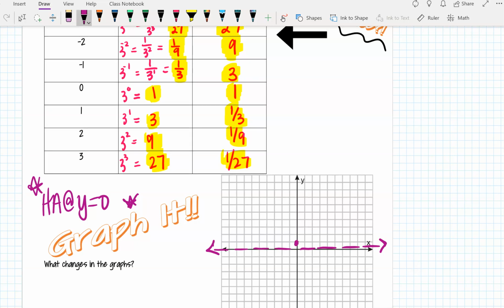When I have an input of 1, I have an output of 3. When I have an input of 2, I have an output of 9. So 1, 2, 3, 4, 5, 6, 7, 8, 9. The other ones are a little harder to graph, so just do your best. But the main thing is this isn't going to cross the horizontal asymptote. When you graph it, you're going to get really close to it, but you're not going to cross it.